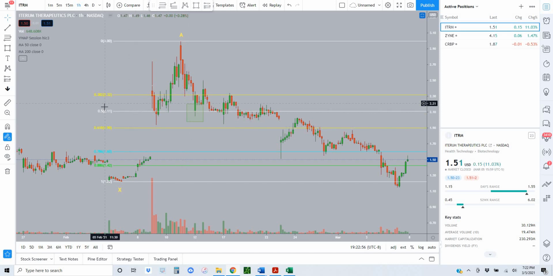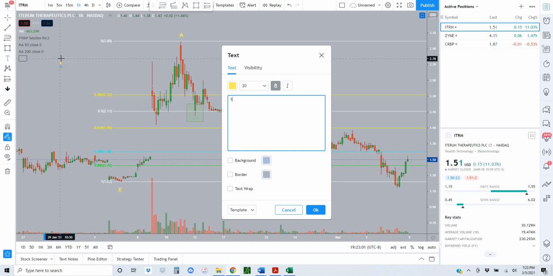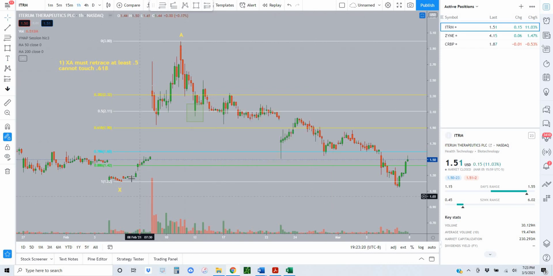And like I said, condition number 1 is at least a 50% retracement. So I'm going to actually write that in here. Condition number 1, X to A must retrace at least to the 0.5 and cannot touch 618. Okay, so that's condition number 1.